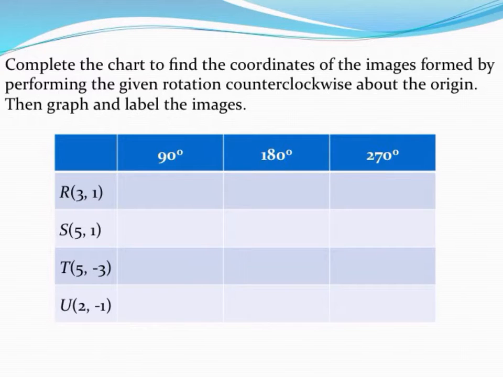When we're rotating a figure counterclockwise about the origin, we're going to use 3 rules in order to find our new coordinates. These can be really hard to eyeball. We kind of eyeballed with reflections a little bit, but rotations are a little bit harder to do. So we're going to use 3 different rules for doing a 90, a 180, and a 270-degree rotation. Basically a quarter turn, a half turn, and 3/4 turn around the origin.